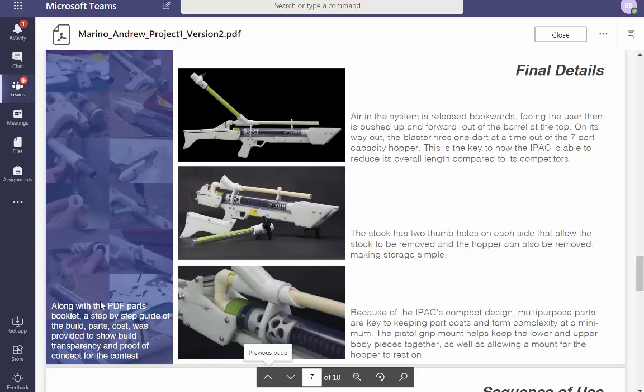I see that you're making something here, but along with the PDF parts booklet, step-by-step guide, you told me about that earlier. Instead of telling me twice, just do one good job of it.